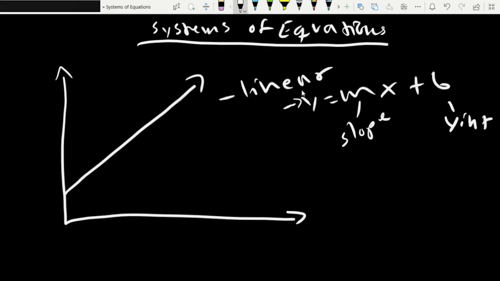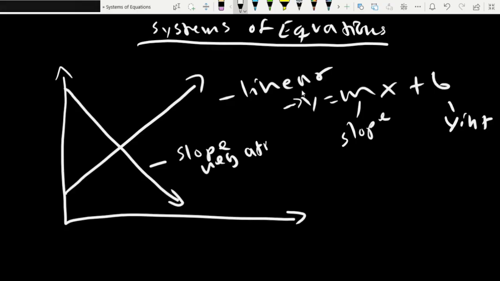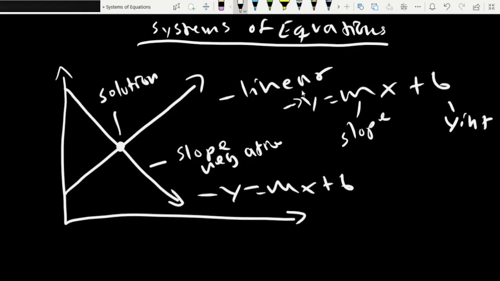Okay, so a system of equations is basically just two of these linear equations. So let's say you have another one that comes down like this. That's another linear one. In this one the slope is going to be negative, but it's still going to be in the form y equals mx plus b. And if these two lines meet at one point, then that point is going to be our solution to the system of equations.